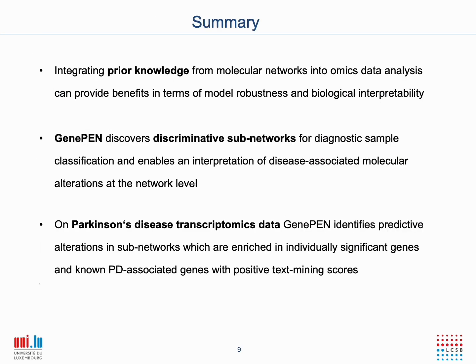In summary, our results suggest that integrating prior knowledge from molecular networks into omics data analysis can provide benefits in terms of model robustness and biological interpretability. Our software GenePEN for this purpose discovers discriminative subnetworks for diagnostic sample classification and enables an interpretation of disease-associated molecular alterations at the network level. On Parkinson's disease transcriptomics data, GenePEN identifies predictive alterations in subnetworks, which are enriched in individually significant genes and known Parkinson's-associated genes with positive text mining scores.